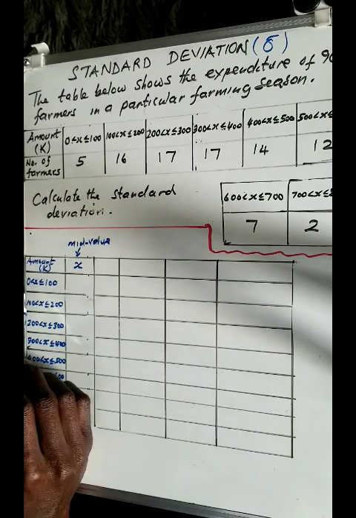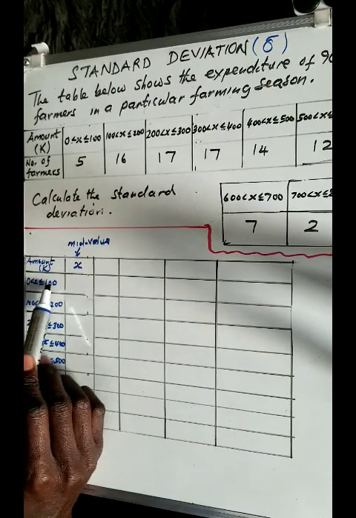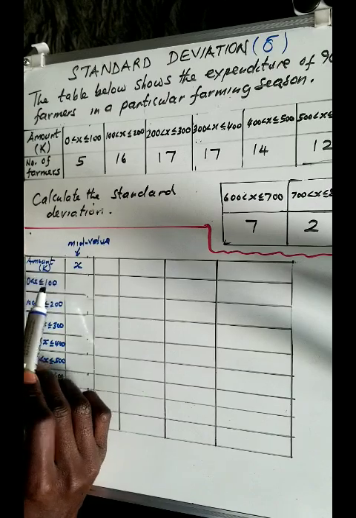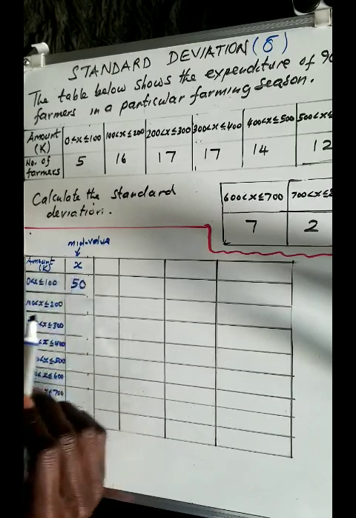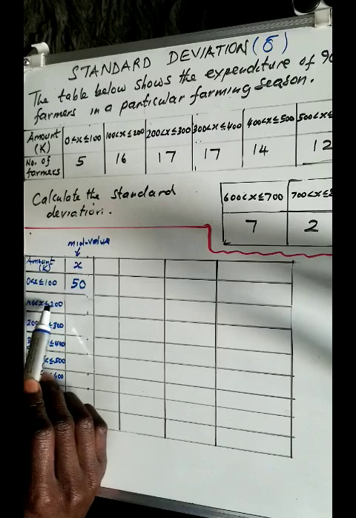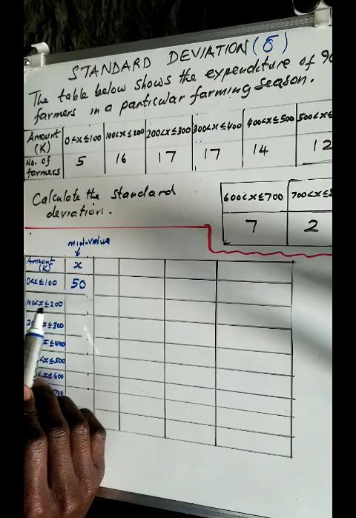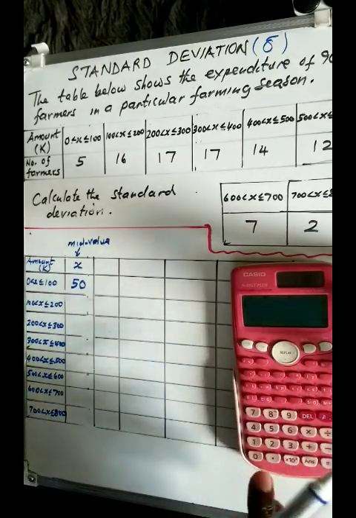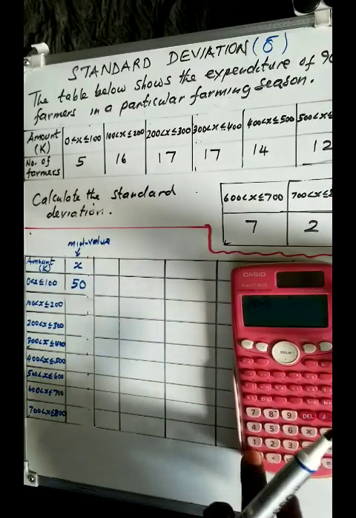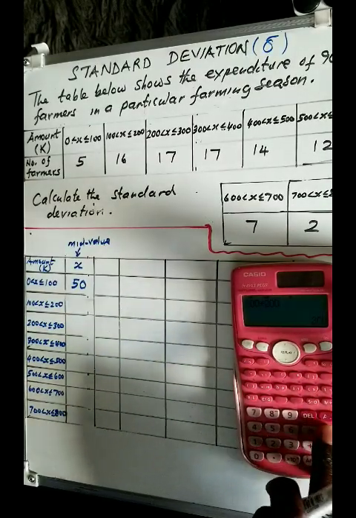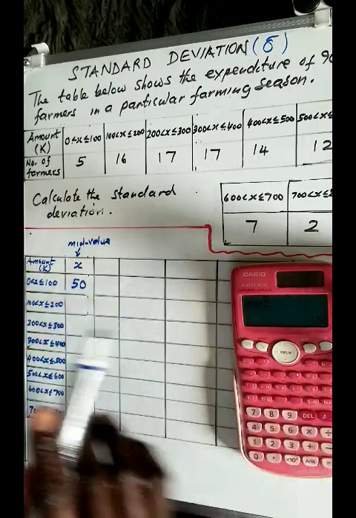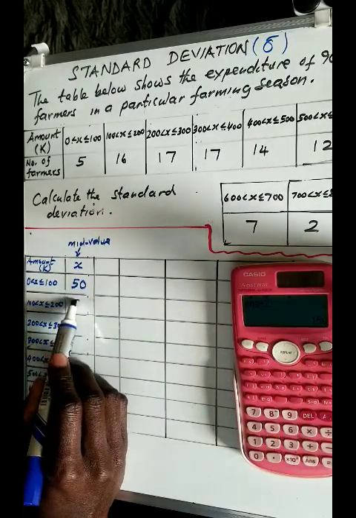Now the mid value tells you what is the number between 0 and 100. Of course, if you're not so sure, add 0 plus 100 divided by 2, that is 50. And then what's the number between 100 and 200? If you're not so sure, you can simply add the 100 plus the 200, then the answer you get, you divide it by 2. So that's the way we get it. So it's 150. I'm sure you're able to see that.